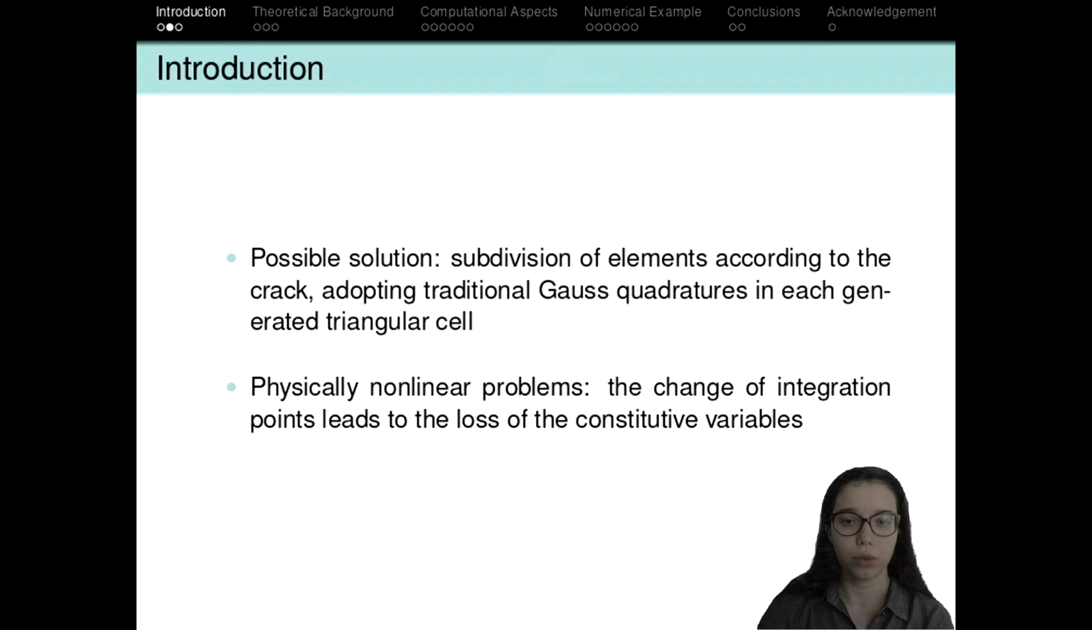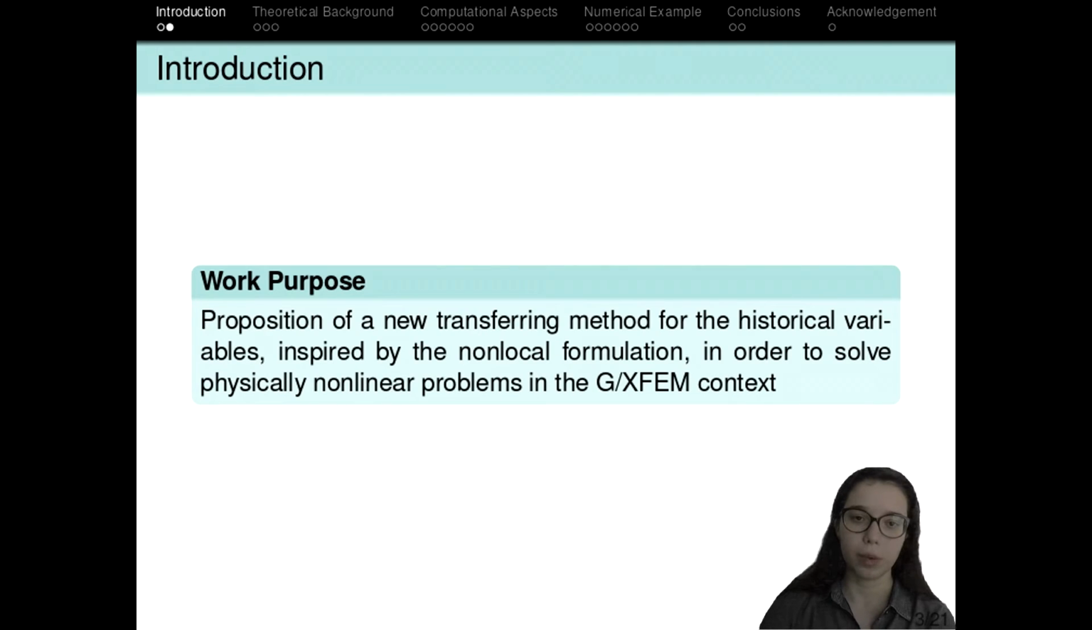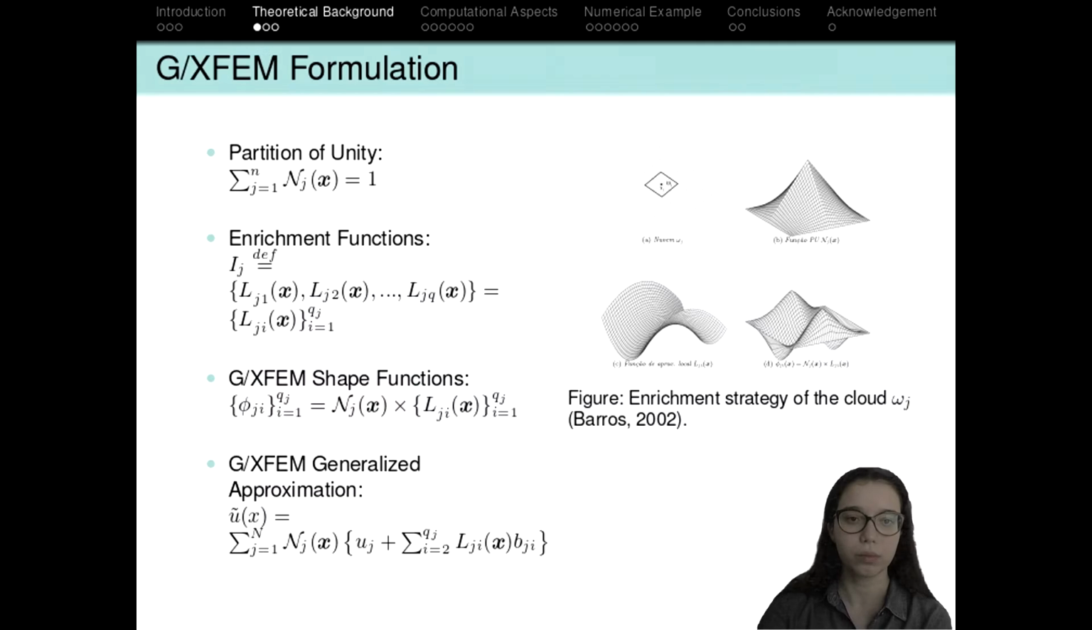So a possible solution for this case is applying the subdivision of elements according to the crack, when we adopt the traditional Gauss quadratures in each generated triangular cell. When we apply this process in physically nonlinear problems, for example, the change of the integration points leads to the loss of the constitutive variables. Hence, the purpose of this work is the proposition of a new transferring method for the historical variables inspired by the nonlocal formulation in order to solve physically nonlinear problems in the GFEM context.